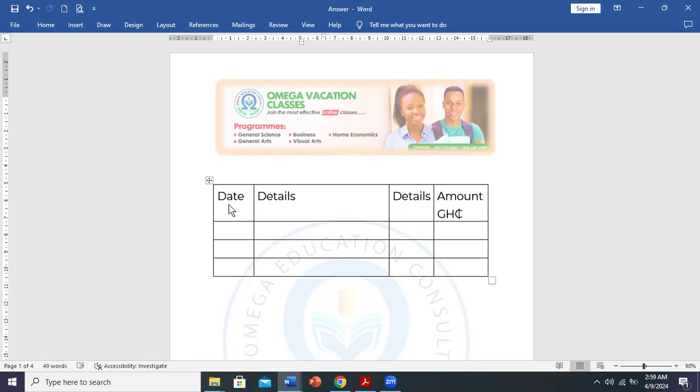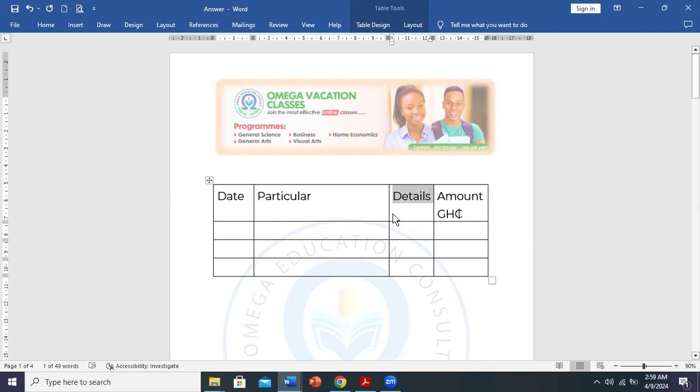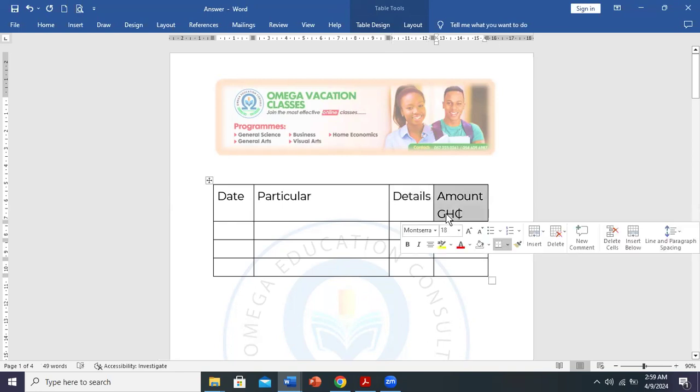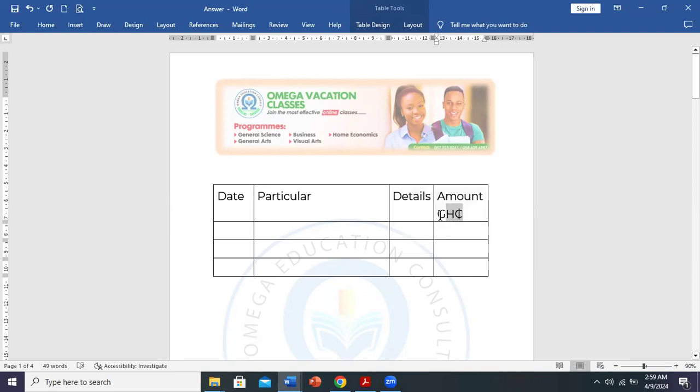Okay, so the first column is the date. The second column is details, but use particulars. And the third column is details, and the last column is the amount column. Now let me explain these columns and what each of them is used for. I think the date is self-explanatory. That is where you put the date the transaction occurred.